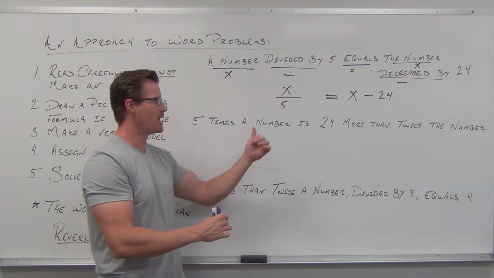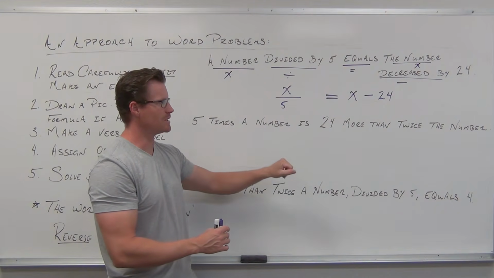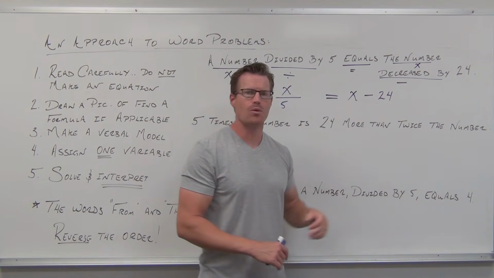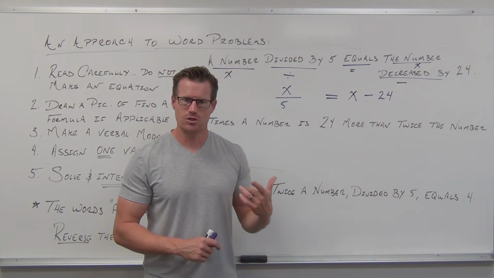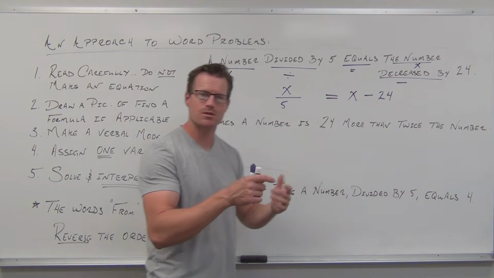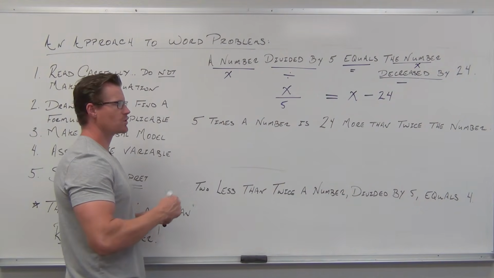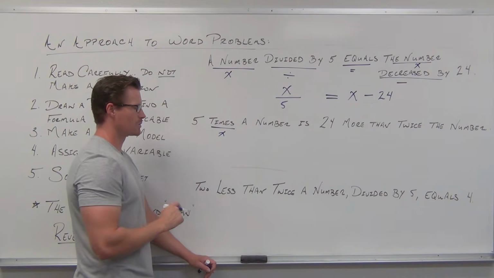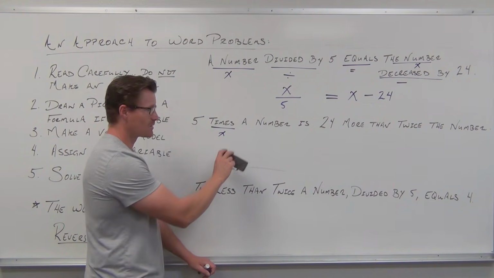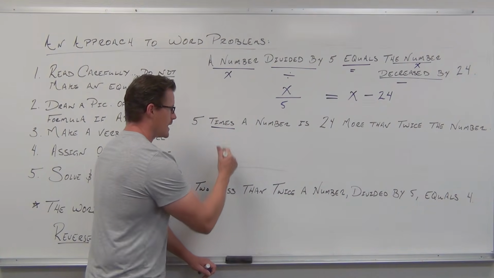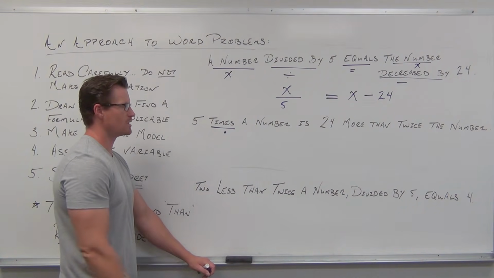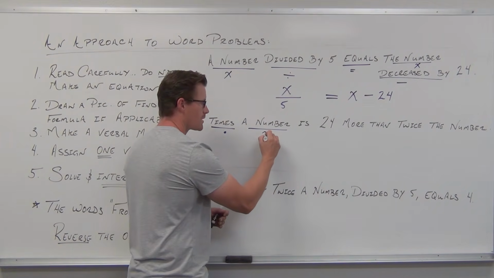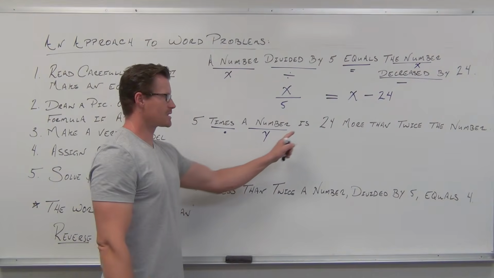I know what times means. I know what a number means. I know what is means. More than, okay, that than, that's going to reverse some stuff. Twice the number, that's a multiplication concept of 2 times. So we're getting this stuff in our head, and now it's time to start underlining. So let's go from left to right. 5 times. I know that times means multiplication. Probably not an x, because that looks a lot like a variable. Let's put a dot, because we know that means multiplication. 5 times a number. Okay, I know what a number is. A number is going to be a variable. Is, that's the big one.